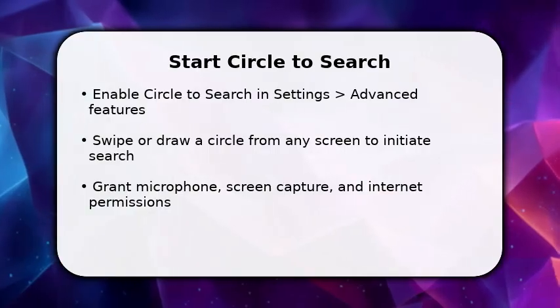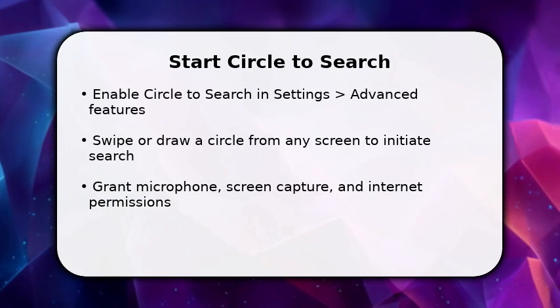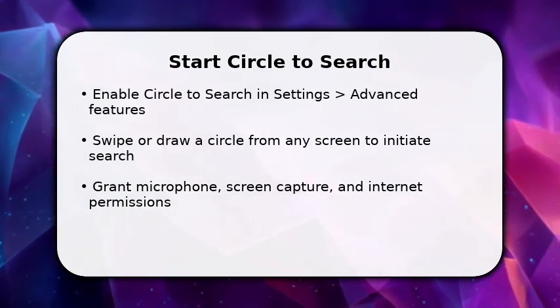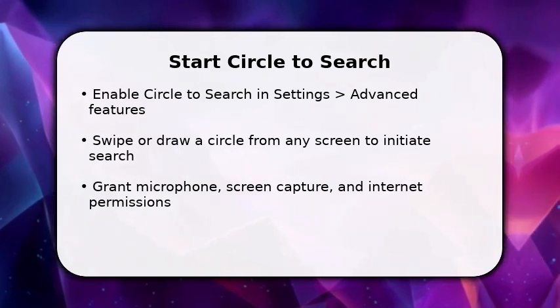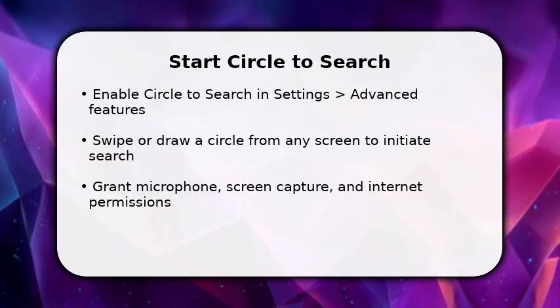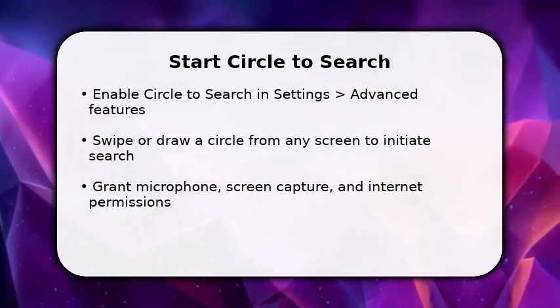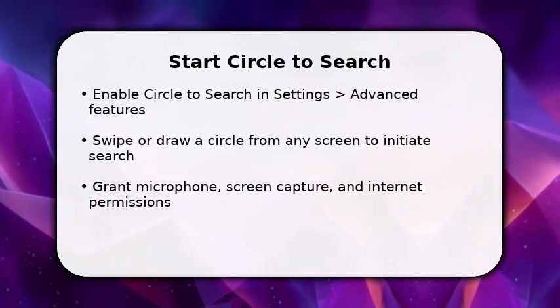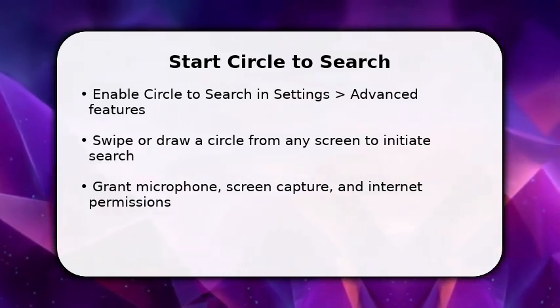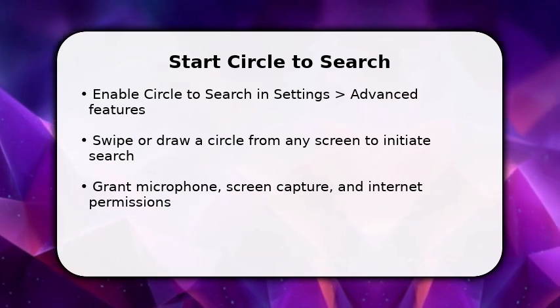You start by enabling Circle to Search so the gesture works system-wide. Go into Settings and enable the feature under Advanced Features, grant screen capture and mic permissions when prompted. Once done, practice drawing a small circle gesture from any app or the home screen to trigger the tool. You do this because the system needs permissions to capture content and pass it to search.